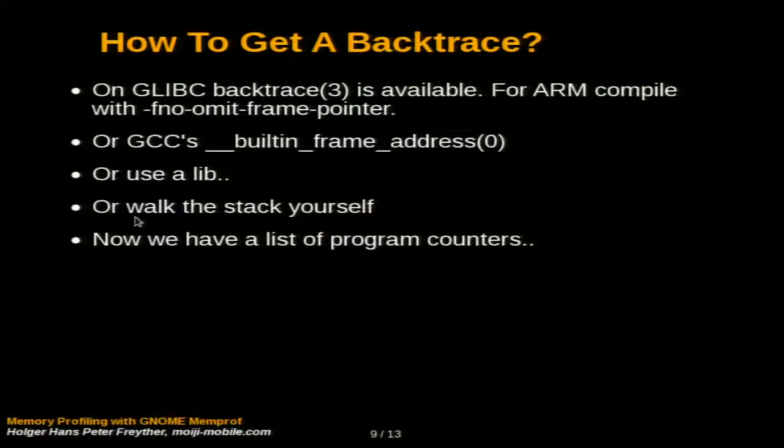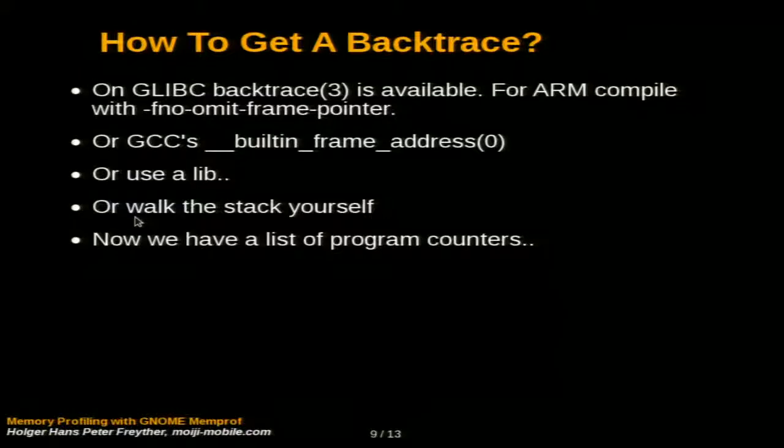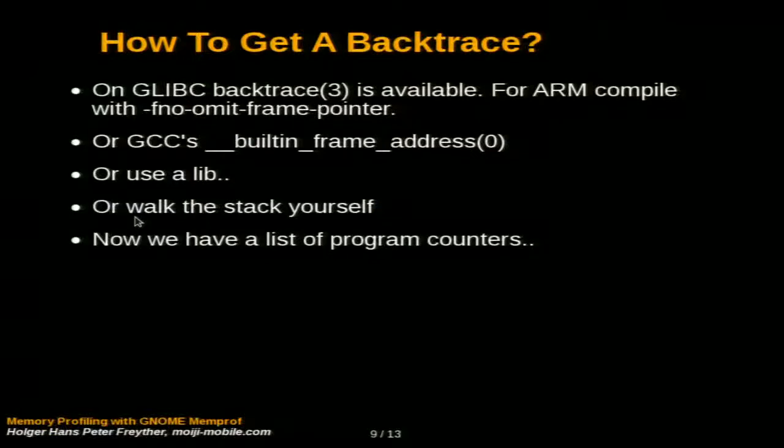So on glibc systems to generate a backtrace, we can use a built-in function in glibc called backtrace or backtrace symbols. And to make it work on ARM, you need to compile your application with -fno-omit-frame-pointer. Otherwise, the system doesn't know where a frame ends or stops. On x86, you don't face the same problem.